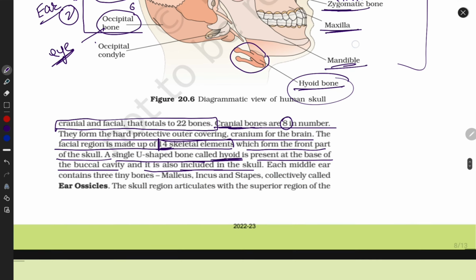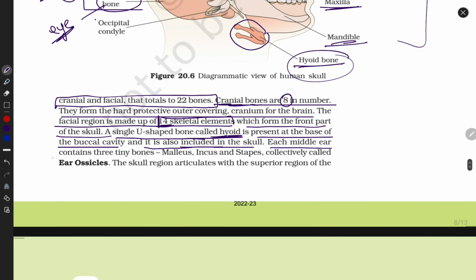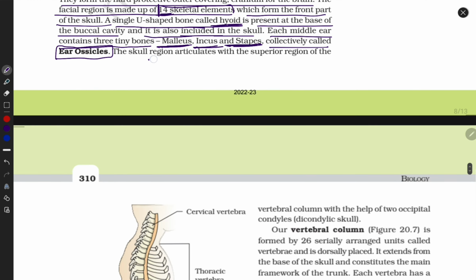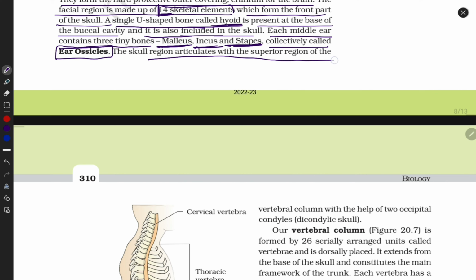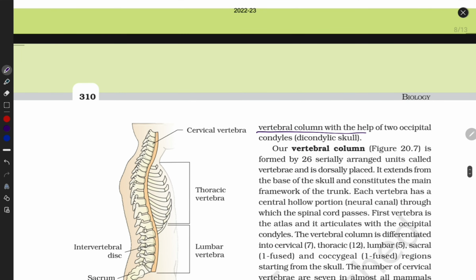Each middle ear contains 3 tiny bones: malleus, incus and stapes, collectively called the ear ossicles. We all know this. We already studied the function of malleus, incus and stapes. The skull region articulates with the superior region of the vertebral column. Now let's start with the vertebral column.